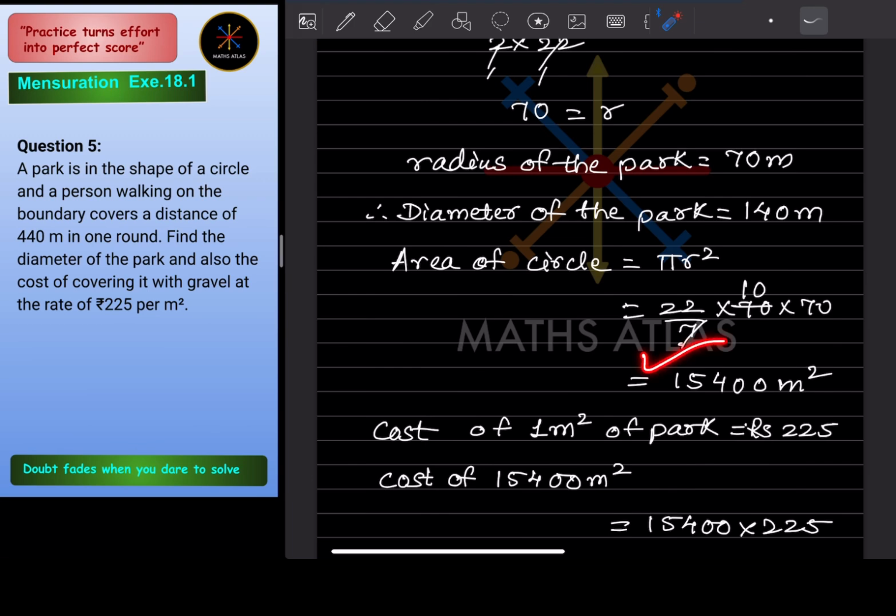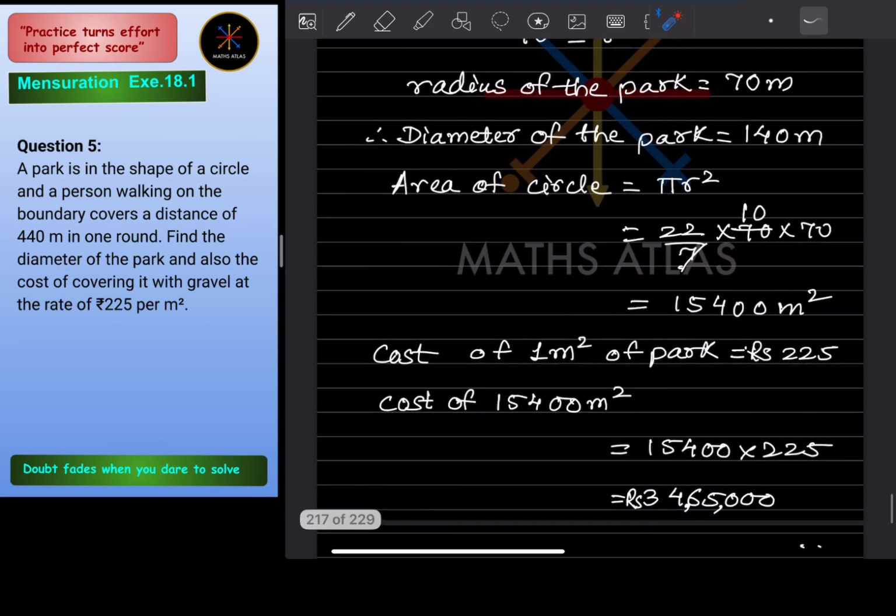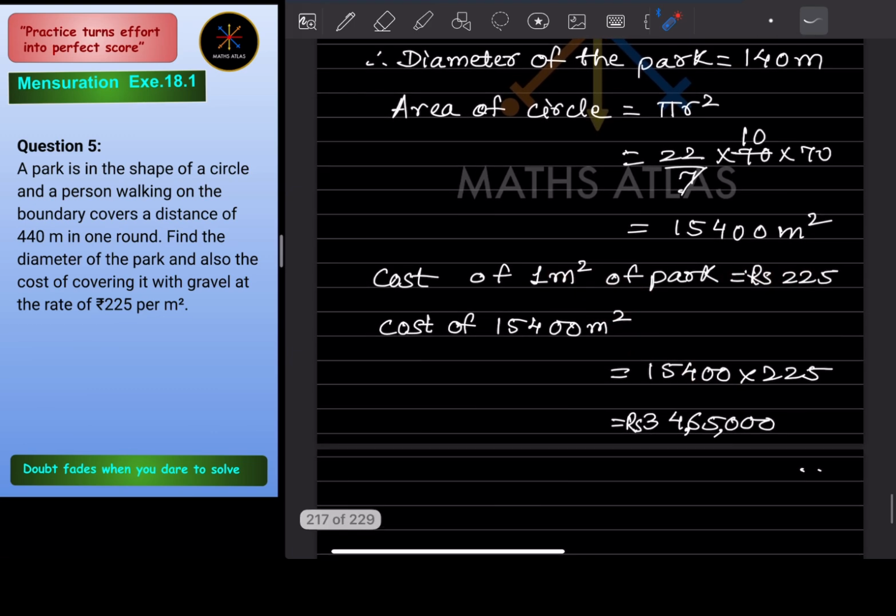Once this is done, they have given the rate as rupees 225 per meter square. So we can say the cost of 1 meter square of the park is rupees 225. Now we will see for this much area how much it is. So the cost of 15,400 meters square, what will be the cost, we have to see. So we will cross multiply: 15,400 into 225, which will be the final answer. You can just multiply and see the final answer.